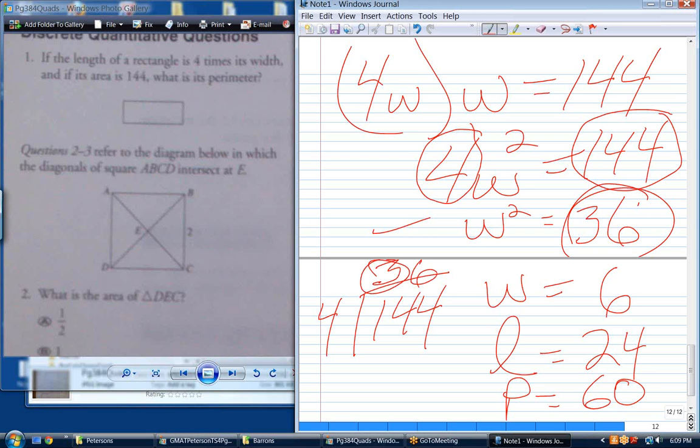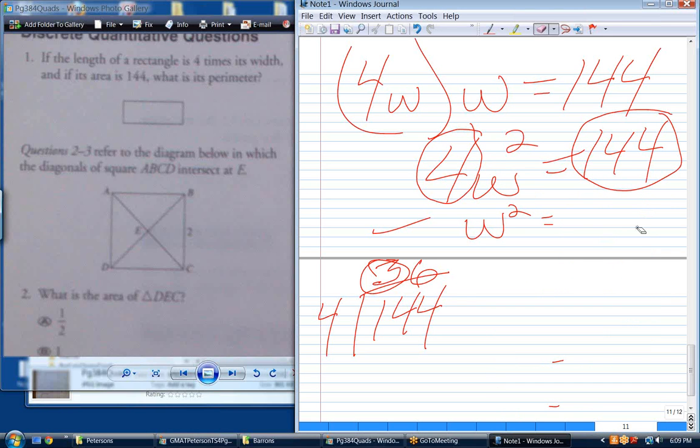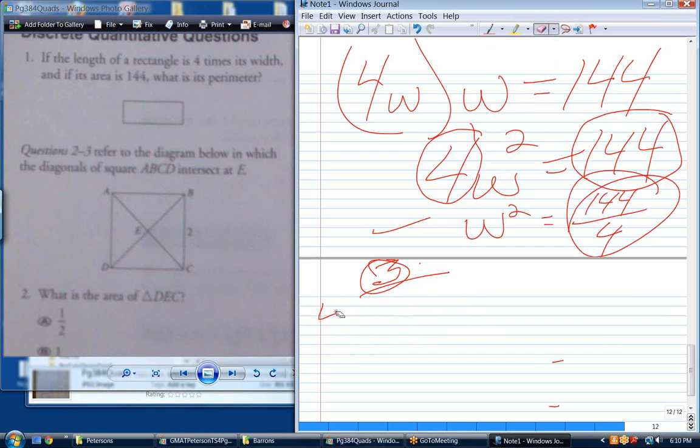Now, I suppose it wouldn't have to be a perfect square, but if it wasn't, the answer would get really complicated. In other words, if this was W squared equals 34, then W is the square root of 34, which makes L really complicated, and they're not going to put that level of complication on the problem. So the moment you get to W squared equals 144 divided by 4, you know that this number is almost certainly going to be a perfect square, which it was, 36.